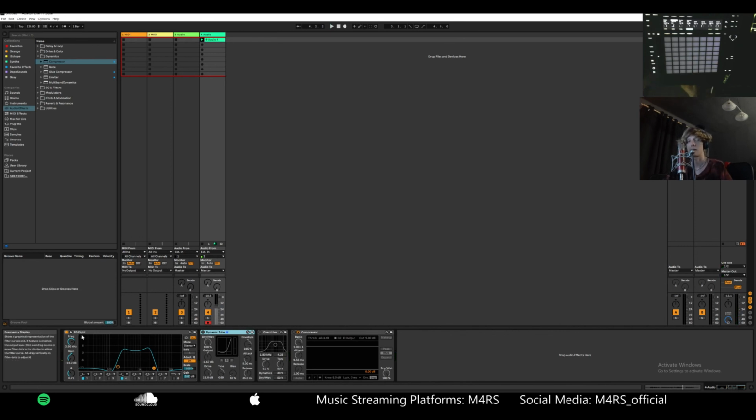So that's kind of the EQ profile for this sound, and you can hear without it, it's just normal speaking. So yeah, that's pretty much it.